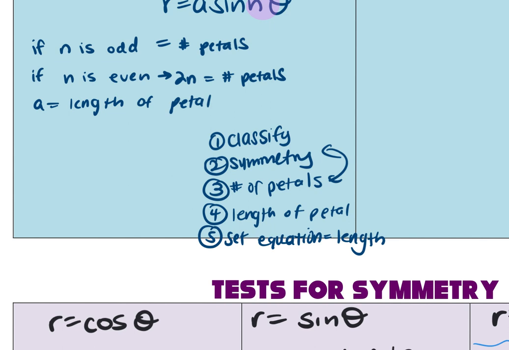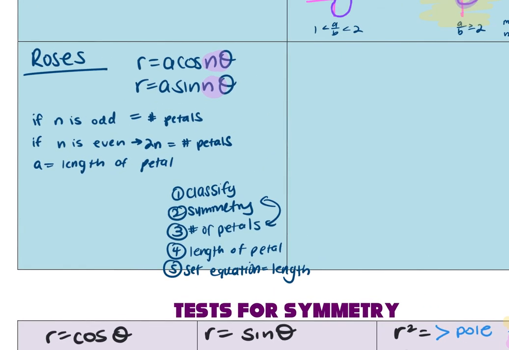Yeah, so if it's even, then it has polar, pole, and pi over 2, if the number of petals. If it's odd, it could have pi over 2 or polar. It just depends on if it's cosine. Correct. 5 says set the equation equal to the length of the petal.